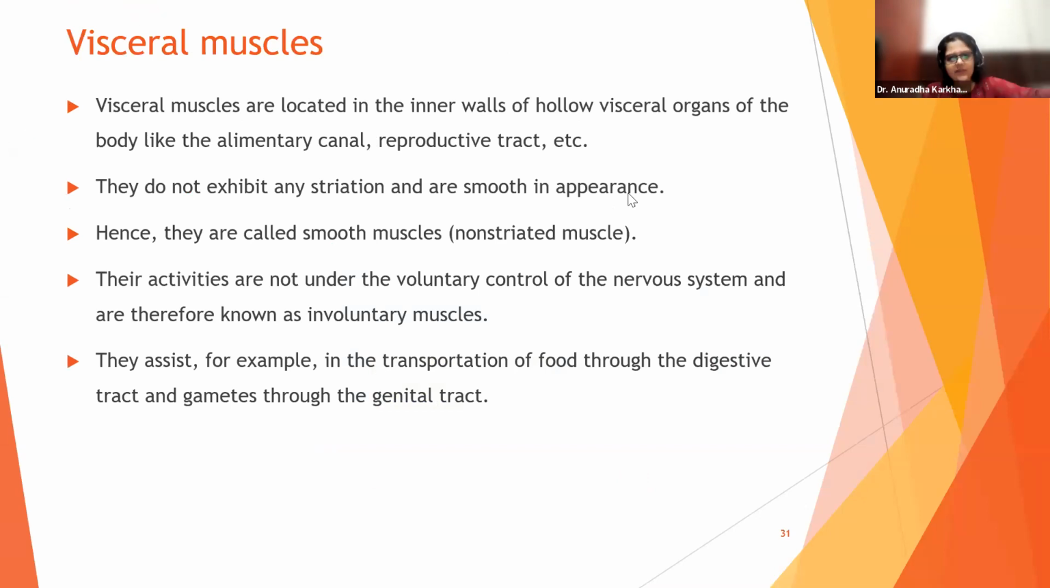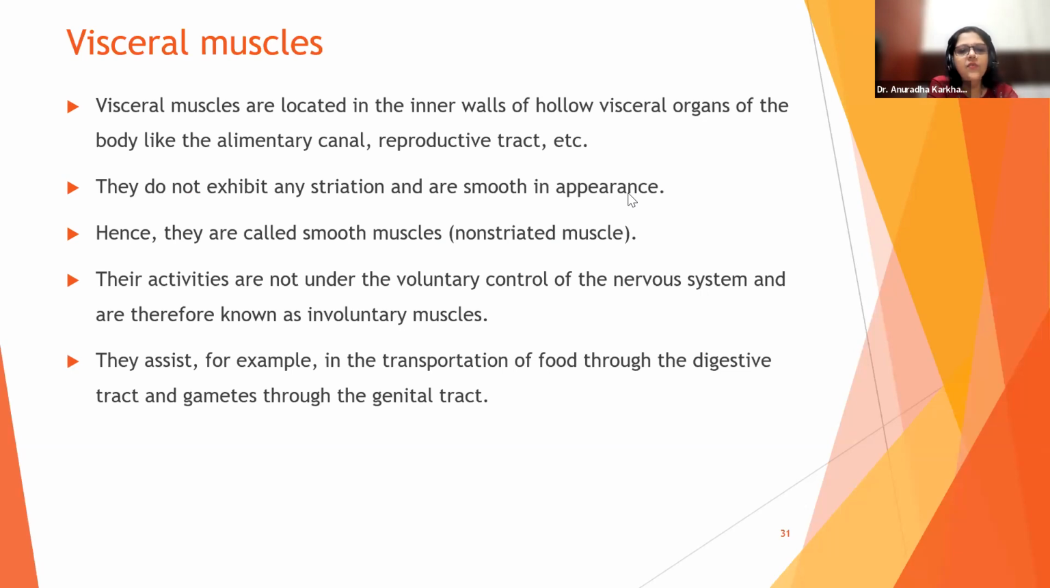Then that's all with your skeletal muscles. Now we come to the visceral muscles or the non-striated or unstriped muscles. Helpers. Yes, synergists are helpers of prime movers. Correct. Visceral muscles. Visceral muscles are located in the inner walls of the hollow visceral organs of the body, like the alimentary canal, reproductive tract, etc. They do not exhibit any striations and are smooth in appearance. Hence, they are called as smooth muscles.